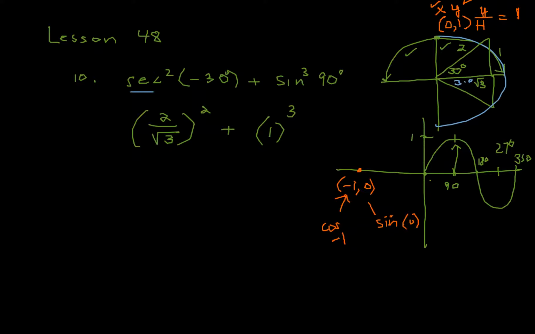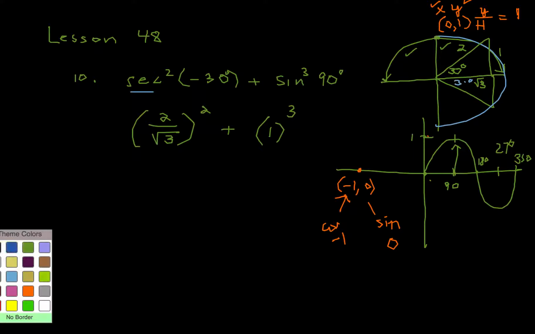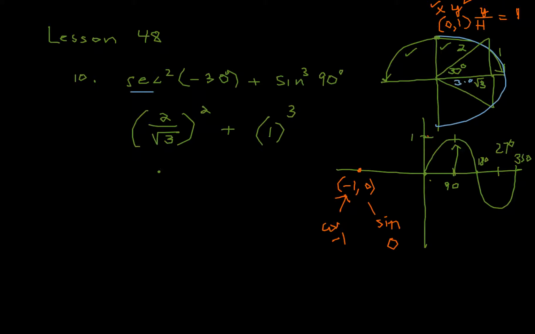So you can always do it that way. Whoops, that's not what I meant to write. The sine is going to be 0. So you can either look at your curve, or else you can just look at the coordinates, and the first one's cosine in alphabetical order, second one's sine.